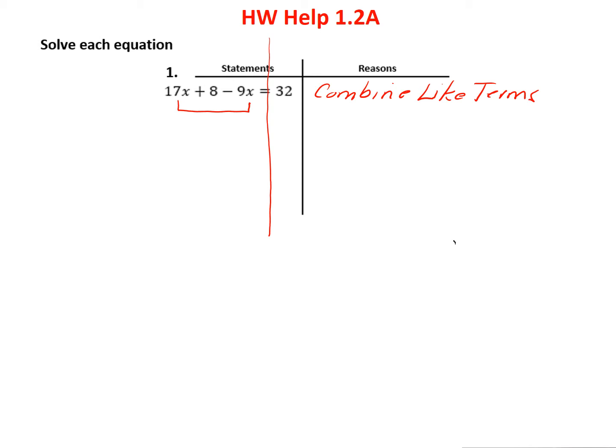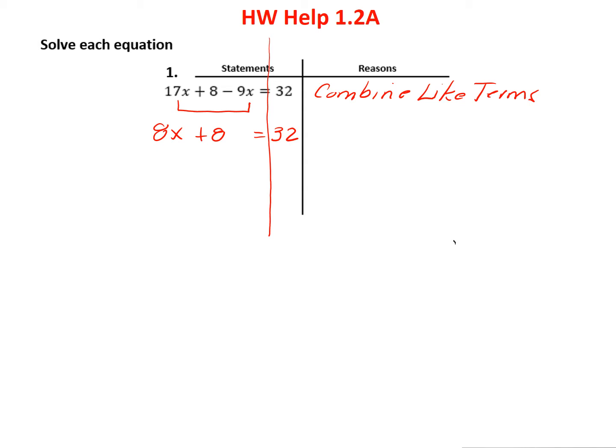17x minus 9x, that's like 17 apples minus 9 apples. That's going to leave me with 8 apples. I still have the plus 8, and now that equals 32. All we did was combine terms on one side. We didn't do anything to the other side. But now we have our standard two-step equation.